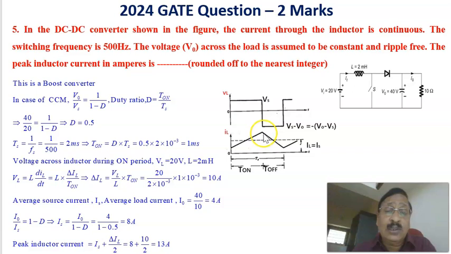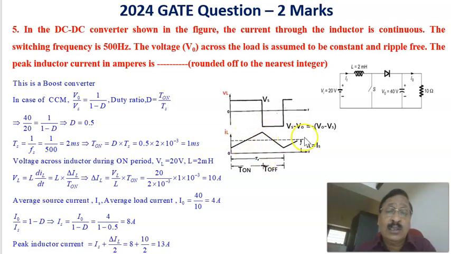Now, in order to find the peak value of the inductor current, we have to add the average value, which is called the source current, plus delta IL by 2. This is the input current, that is, the current at the input side. Therefore, the average value of the input current or source current plus delta IL by 2 is the peak value of the inductor current.